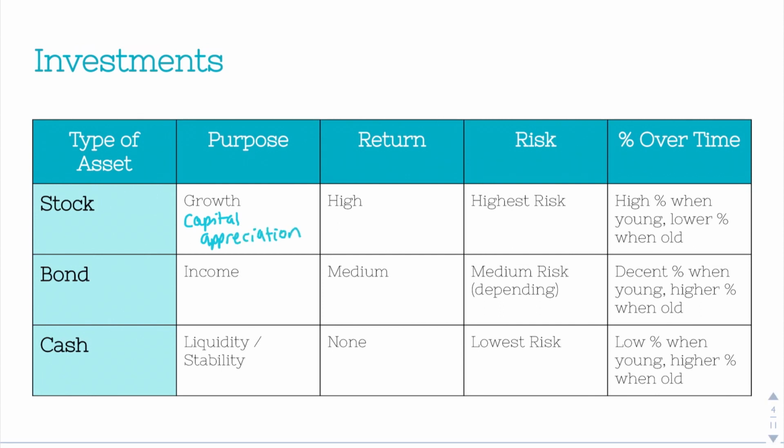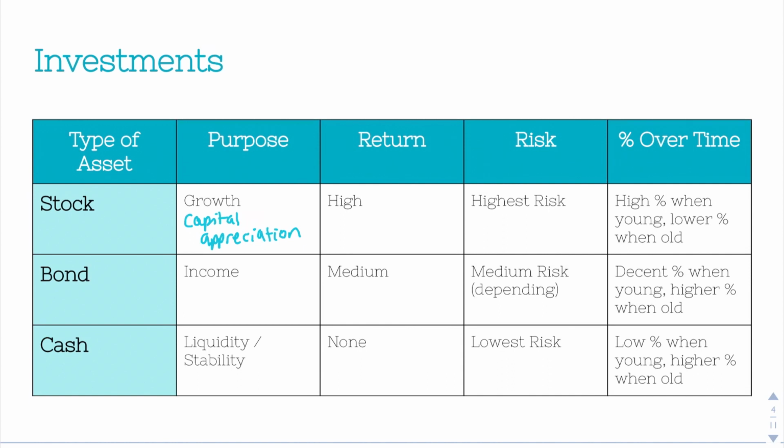And stocks have the highest rate of return because of this, but they also carry with it the highest risk. And we'll talk about risk versus return later. Bonds are for income, so they are steady streams of cash coming to you, and they provide a medium return, and with it comes medium risk.